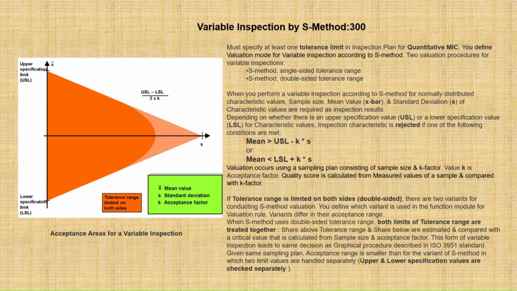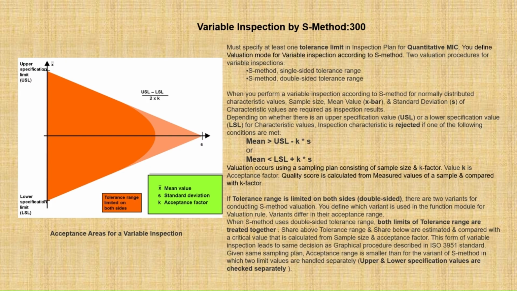When I'm using a quantitative MIC, single result recording, testing only one limit of the MIC, could be an upper limit or the lower limit, then we can use this single limit S method. And if I'm checking the values for both the limits, upper and lower limit, then I can use the S method with two limits.